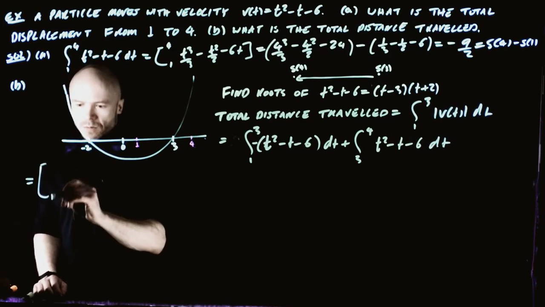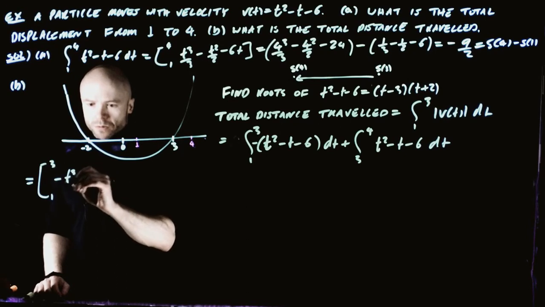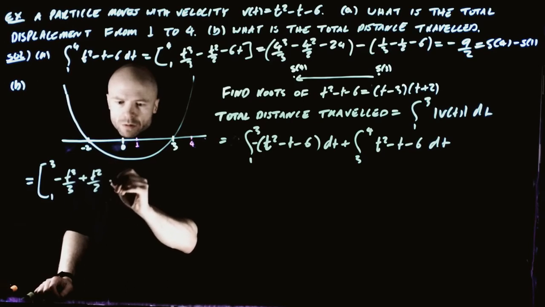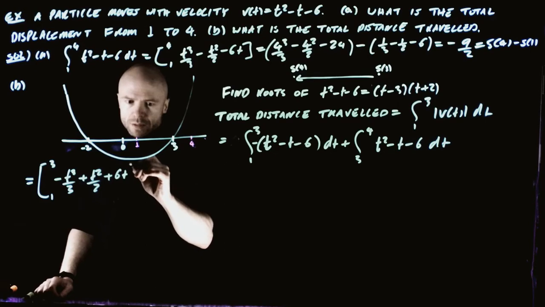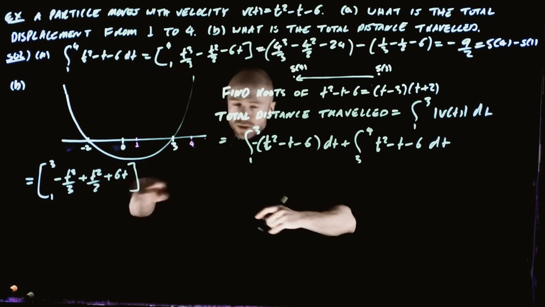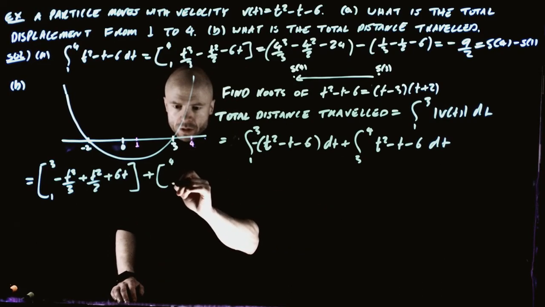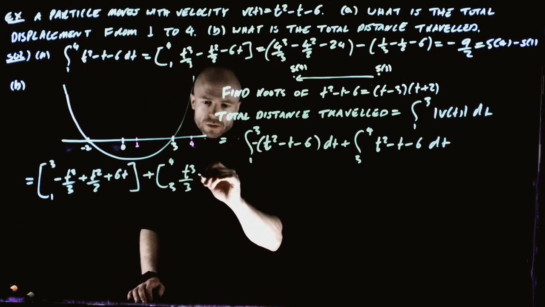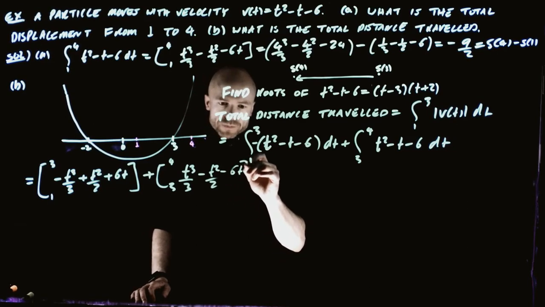So then, okay, 1 to 3. And then what do we have? We have minus t to the 3 over 3. For this guy, we're going to have plus t squared over 2, and then plus 6t, and that's this thing. Yeah? And then, so it's positive, positive, negative, this guy right here. So then it's going to be 4 to 3, and then we have t to the 3 over 3, minus t squared over 2, minus 6t. Okay?